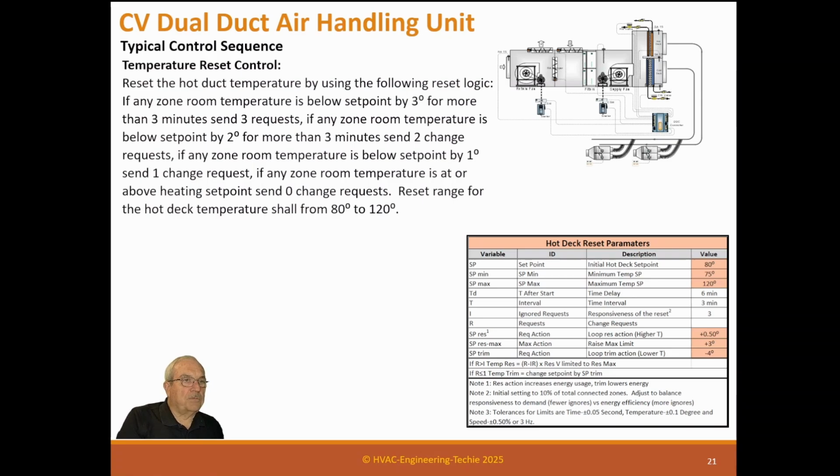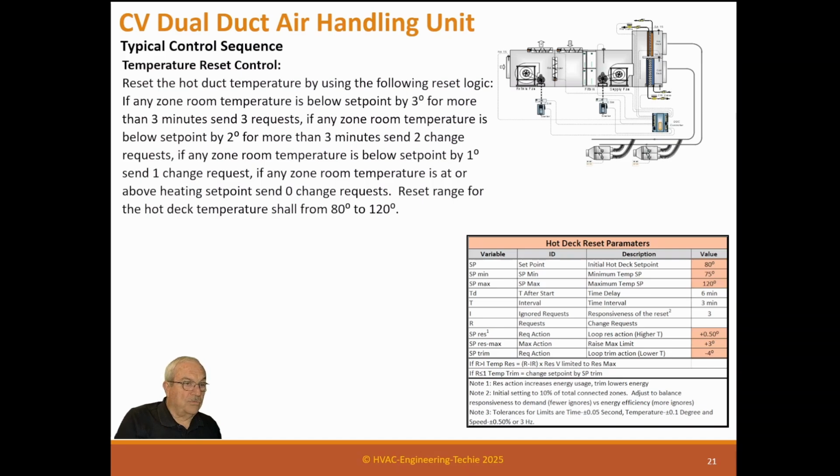Reset the hot deck temperature by using the following reset logic. If any zone room temperature is below set point by 3 degrees for more than 3 minutes, send 3 requests. If any zone room temperature is below set point by 2 degrees for more than 3 minutes, send 2 change requests. If any zone temperature is below set point by more than 1 degree, send 1 change request. If any zone temperature is at or below heating set point, send 0 change requests. Reset range shall be hot deck temperature from 80 to 120.